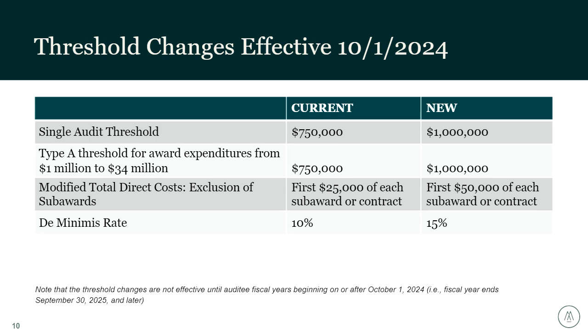Other changes based on thresholds, of course, good news for a lot of folks that have a little bit of funding that fall between $750,000 and $1 million. Starting in fiscal years that begin on or after October 1st, 2024, which is for your fiscal years ending September 30, 2025 and later, your new single audit threshold will be $1 million.